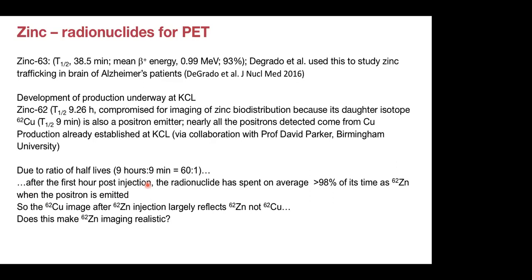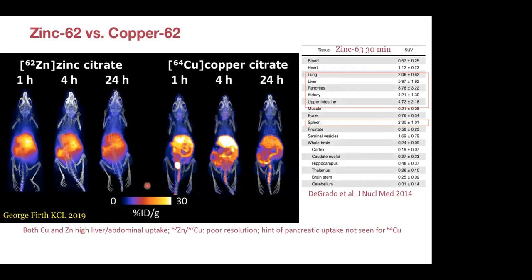We set out to see whether this was a realistic view, and if so, zinc 62 would be a useful radionuclide to monitor zinc biology. So this is George Firth's project, who's a current PhD student in my group, and he compared zinc 62 citrate with copper 64 citrate to see if there was a substantial difference between the zinc and the copper. And first of all, the things that you notice that both of them have a high liver and abdominal uptake, as you see uptake in the liver and excretion into the gut.